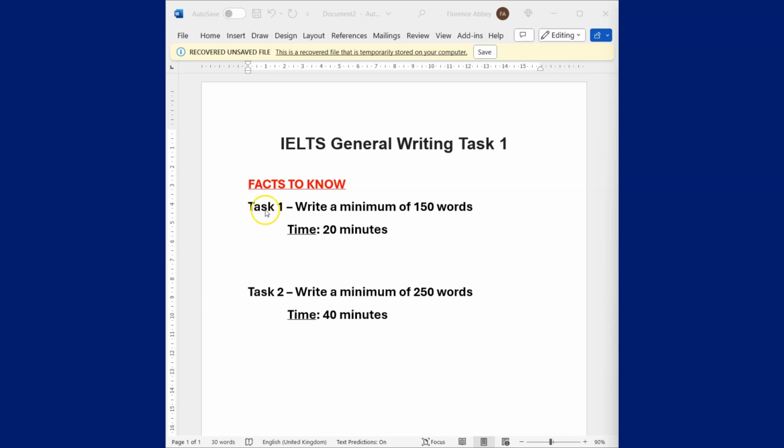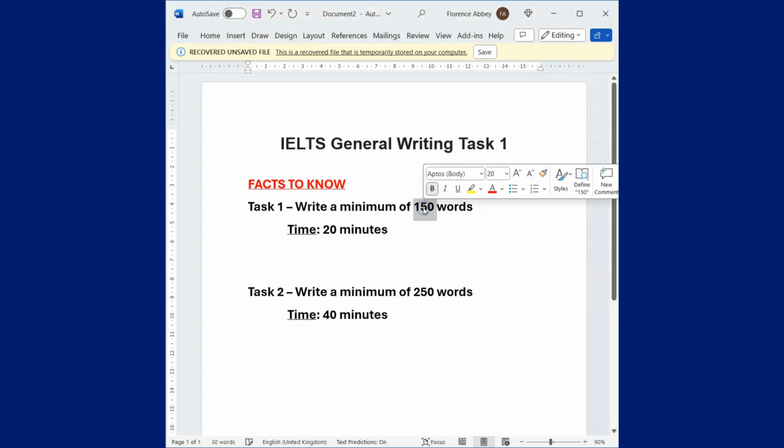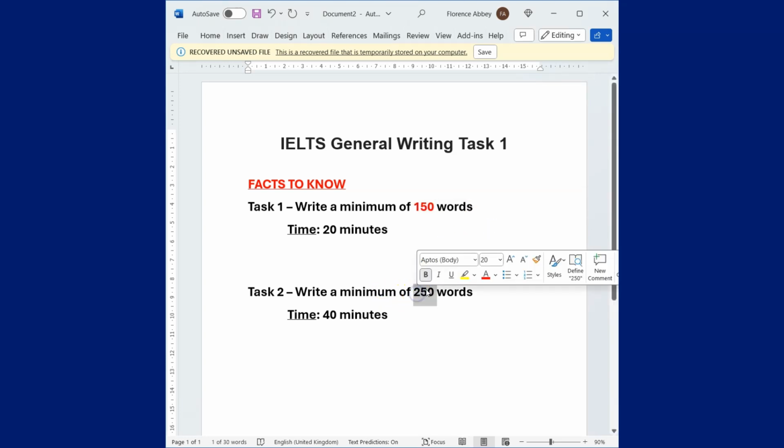When it comes to Writing Task 1 in the general writing, we mostly call it a letter, because you'll be writing a letter to somebody else. It can be a family member, a friend, or somebody you don't know. You are required to write not less than 150 words, and you are to spend about 20 minutes on writing Task 1. But with Writing Task 2, you are not supposed to write less than 250 words.